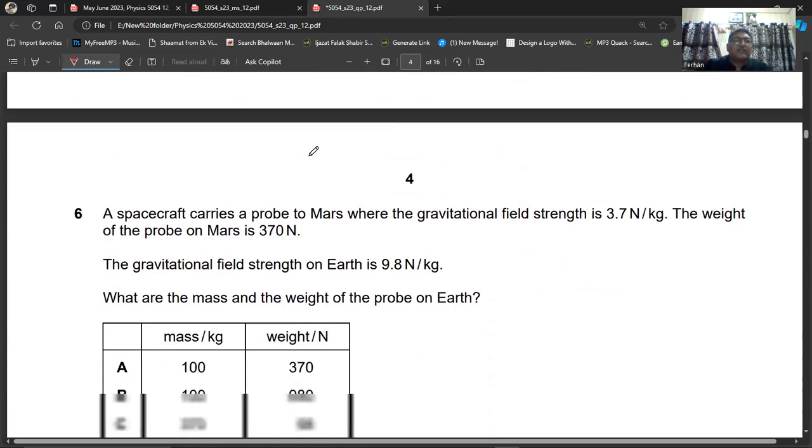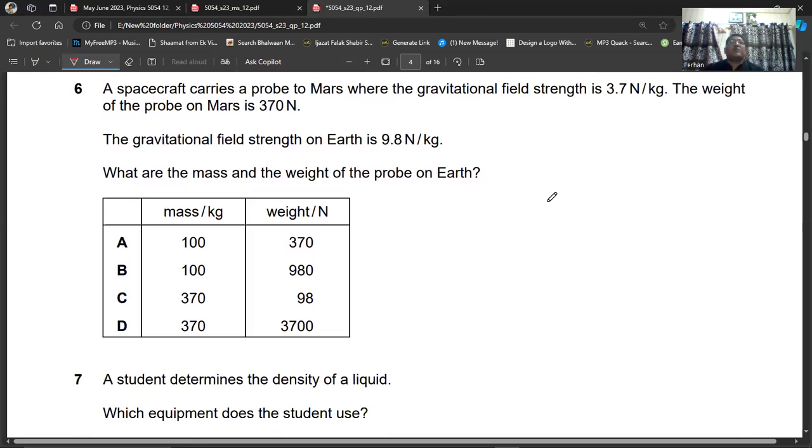Okay, so we are going to the next question, question number 6. A spacecraft carries a probe to Mars where the gravitational field strength is 3.7 Newton per kg. The weight of the probe on Mars is 370 Newton. The gravitational field strength on Earth is 9.8 Newton per kg. What are the mass and the weight of the probe on the Earth?